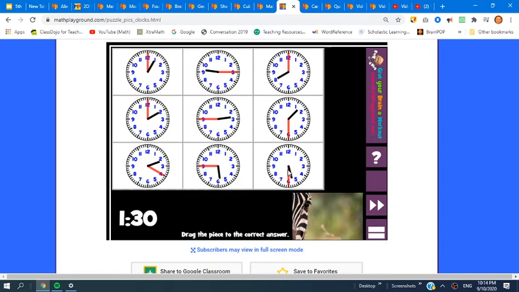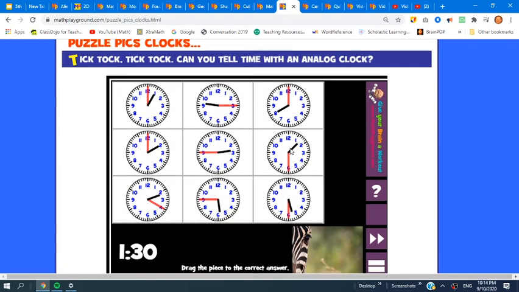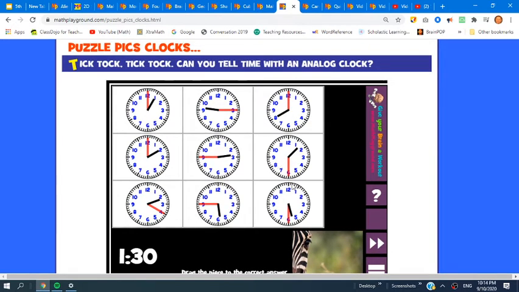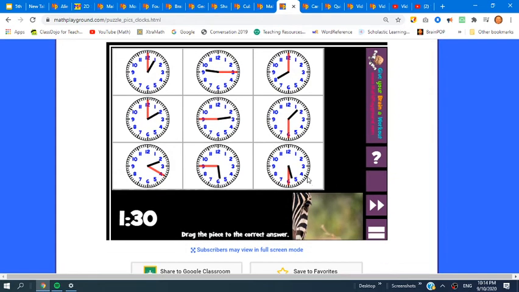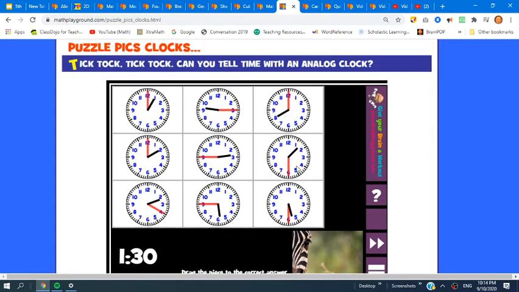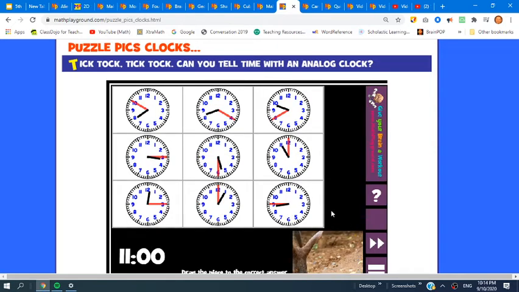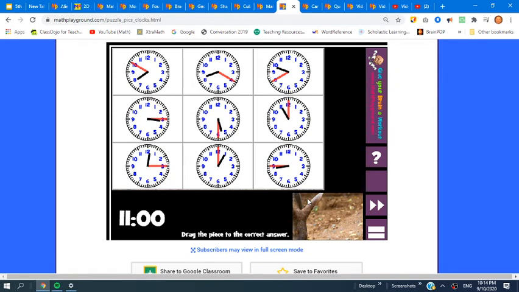So drag the piece to the correct answer. I need to... how do I drag it? Drag the piece to the correct answer. How do I drag the piece? I know that this is 1:30 right here, but I can't figure out how to drag it. Okay, 11 o'clock. Let's try 11 o'clock. Well, the red hand is going to be on the 12, and the smaller hand is on the 11. I can't really figure out how to drag it, though.